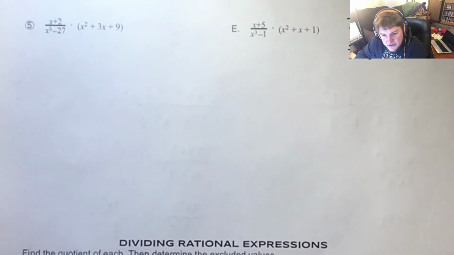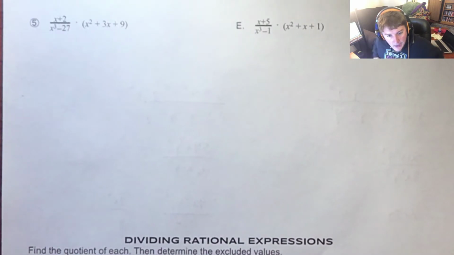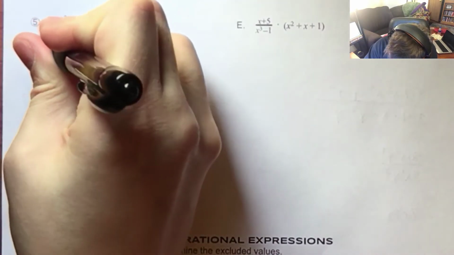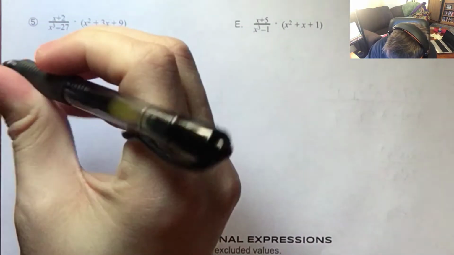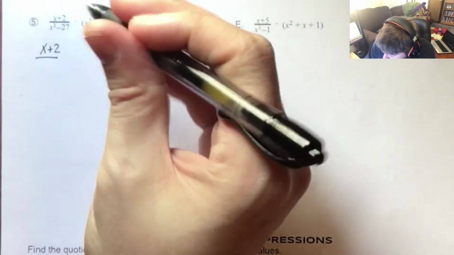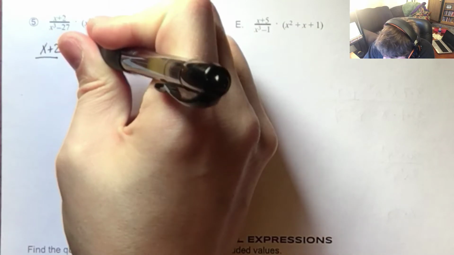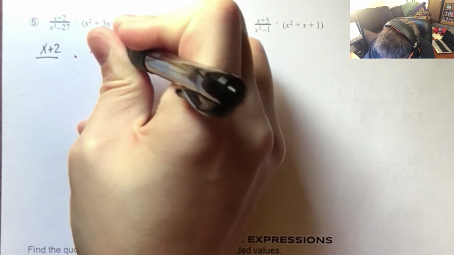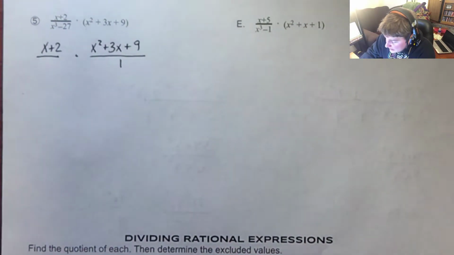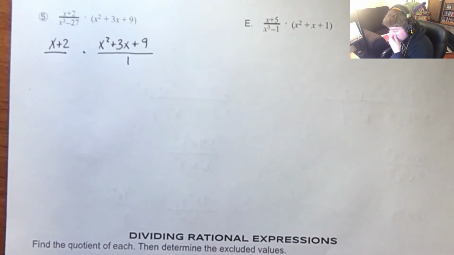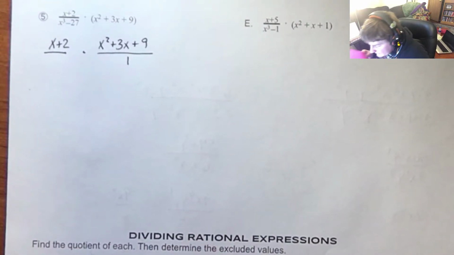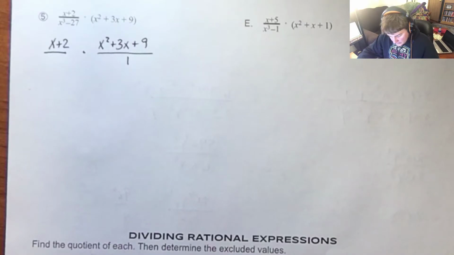Let's see how these problems are very similar to that. Okay, well, I'm looking at x plus 2, and I'm multiplying it by x cubed minus 27. That might be able to be factored, but I know that x squared plus 3x plus 9 can be put over 1. So let's go ahead and try to factor x cubed minus 27, because it might be able to be factored.